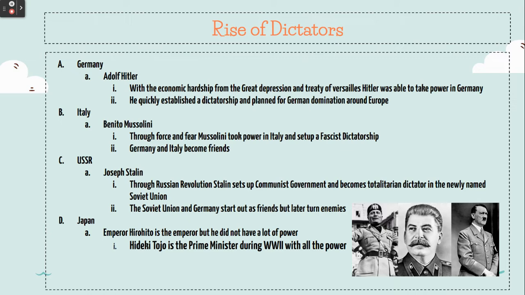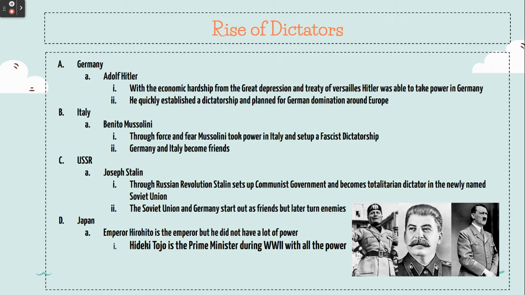Adolf Hitler takes power in Germany and establishes his Nazi regime. He used the economic hardships of post World War I and the hatred of the Treaty of Versailles to take power. While in prison, he wrote the book Mein Kampf, blaming Jews and the Treaty of Versailles for all of Germany's issues. This brought him fame and gave him the ability to establish a dictatorship. In Italy, Benito Mussolini used fear and force to take power. He set up a fascist dictatorship. Italy and Germany become friends.